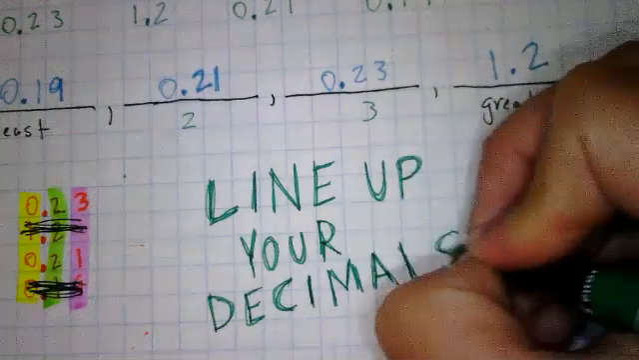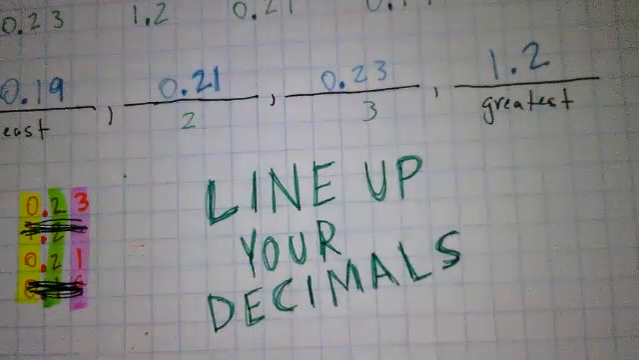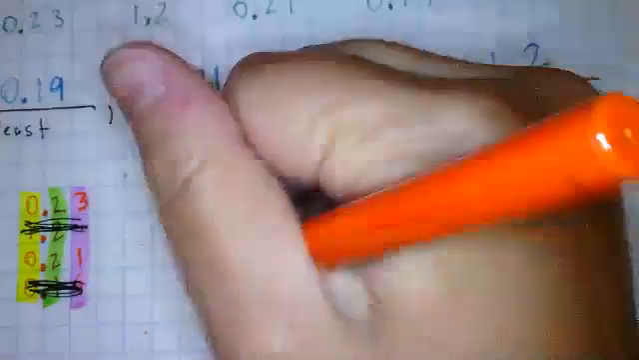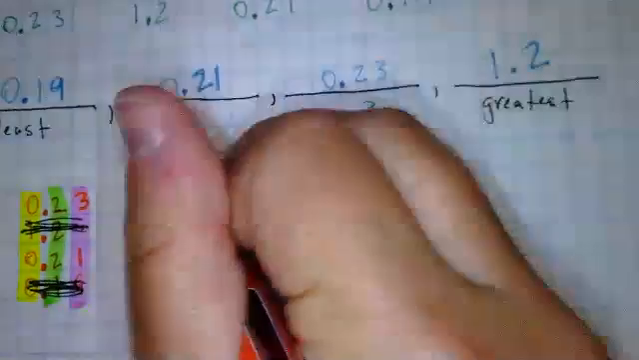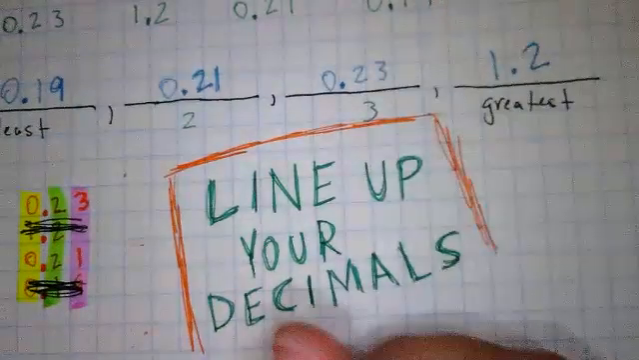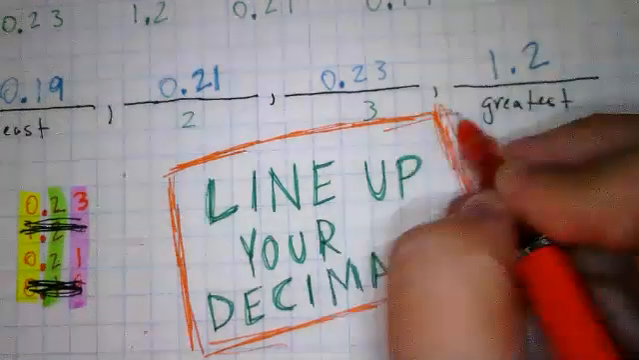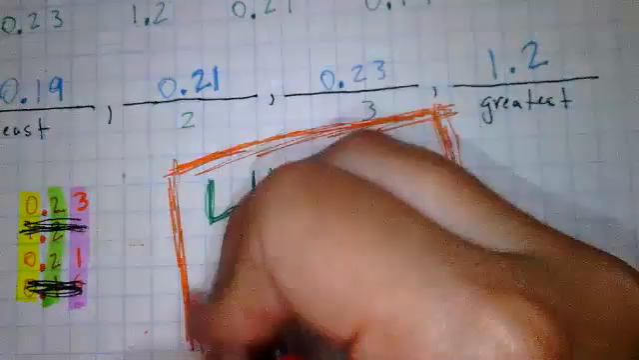And it's important to line up your decimals now because when you eventually get into adding and subtracting decimals, you're also going to need to line up your decimals. So no matter what we're doing with decimals, we're going to want to line them up. Okay, so it's important to start doing it now because you're going to have to line up decimals a lot.